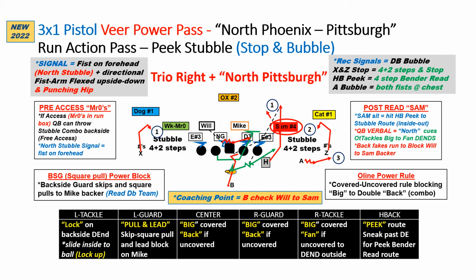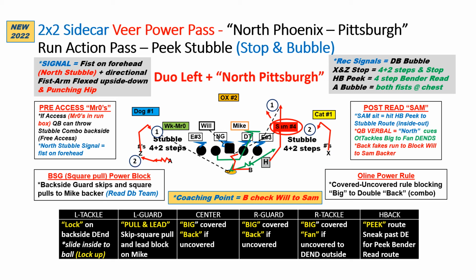Quarterback now will go ahead and do his mesh fake with the B-back, and then look inside out for the peek route to the stop to the bubble. That's us reading the Sam backer all the way. Again, if he has free access to the weak side, he can come back to it on his throw. Running back here now takes his same step with his slide step away, going down through the mesh into the line of scrimmage, but he's going to check the Will to the Sam with our Veer power pass.